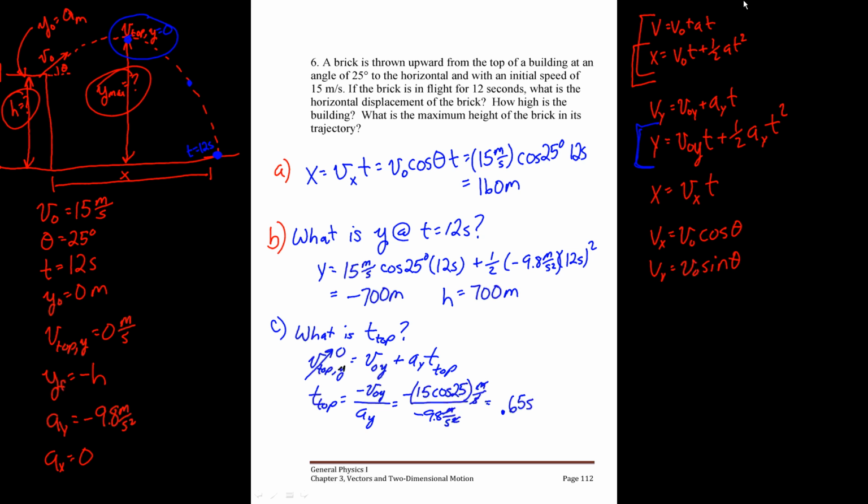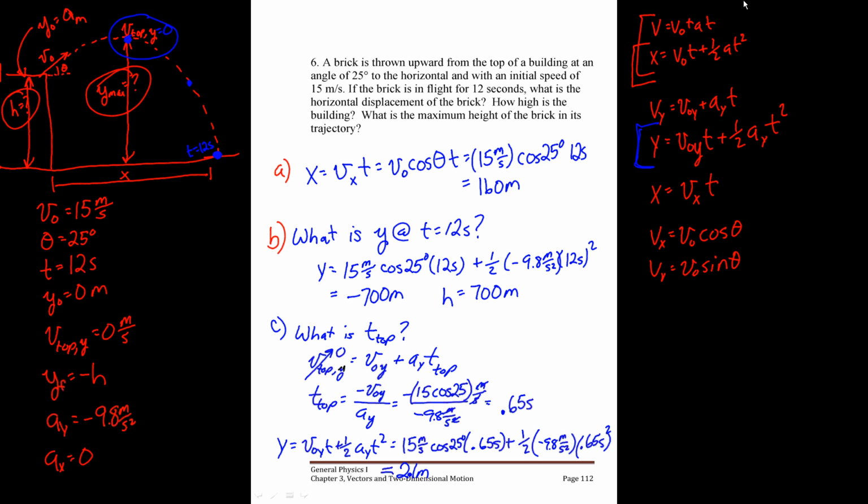Now I want to know what is the position at 0.65 seconds. So I say y equals v naught y t. I'll go and put in those numbers. That's 15 cosine 25 times 0.65 seconds plus 1/2 negative 9.8 times 0.65 squared. And that gives me an answer of 2.1 meters.